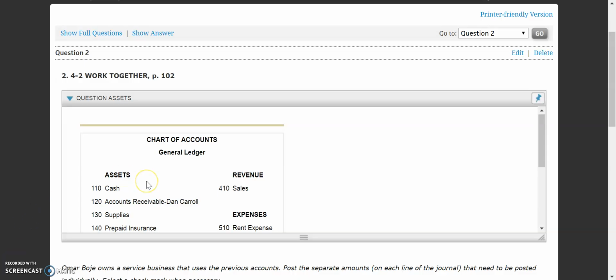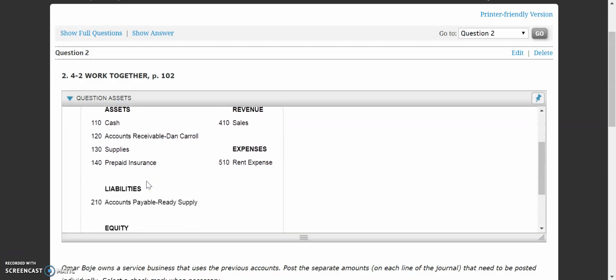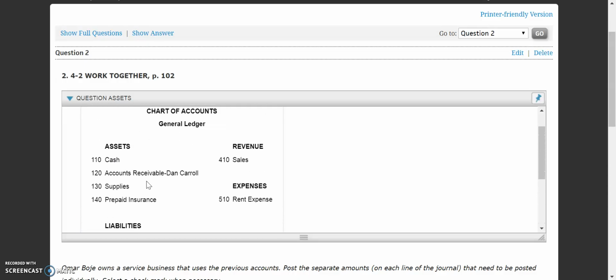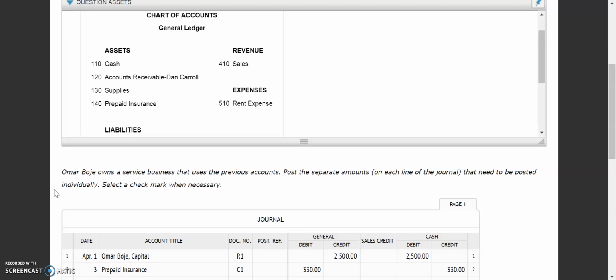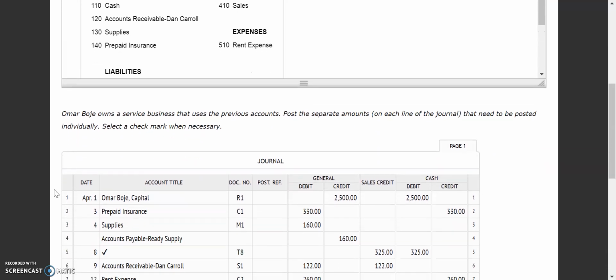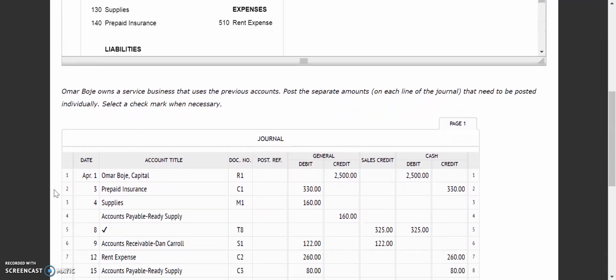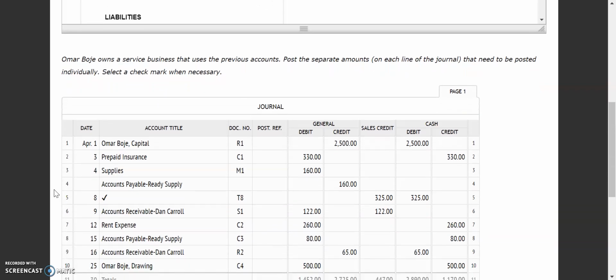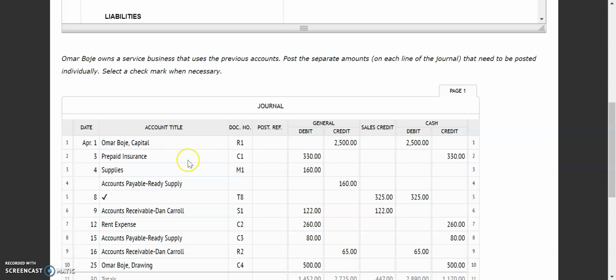You can see in our question asset section that we have our chart of accounts in case you need to take a look at that or forget any of the accounts that we have. And then let's read the instructions. It says Omar Boji owns a service business that uses the previous accounts, and we're going to post the separate amounts on each line of the journal that need to be posted individually, and we need to select a check mark when necessary. So a couple of things to begin with.